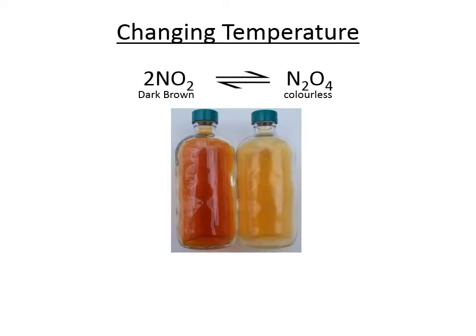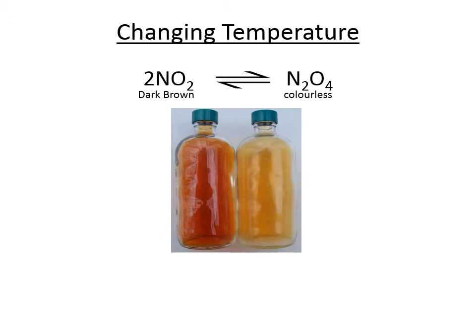So we've got nitrogen dioxide in equilibrium with dinitrogen tetraoxide. Now the NO2 is brown, whereas the N2O4 is colourless in their natural states. At equilibrium they go this kind of medium brown colour.